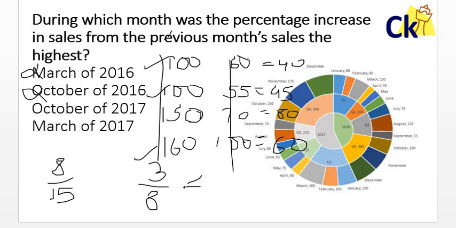Again, we know that 1 by 8 is 12.5, so 3 by 8 is your 37.5, and we know that 100 by 15 is nothing but 6.66, so your 8 by 15 is nothing but your 53.xx, hence your answer option would be your 80 by 150, that is your October 17, this option.